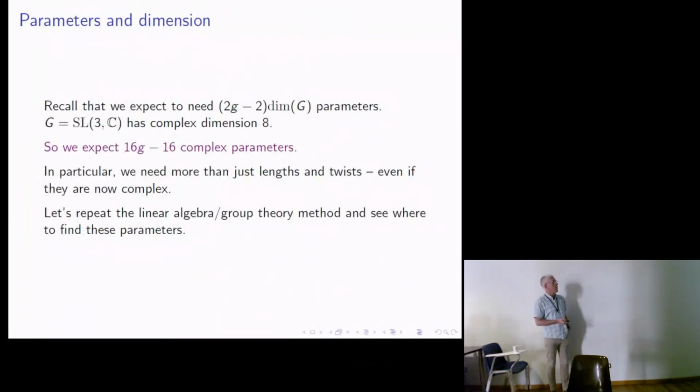But first of all, because I've forgotten which slides were coming in, we need to have a little introduction slide. So here's a knowledge bomb for you. We want 16G minus 16 complex parameters, because we need 2G minus 2 times the dimension of the group. The group's 3 by 3 matrices, so that's 9 entries, 1 relation, the determinant is 1, so the group is 8-dimensional. So we need 16G minus 16 parameters.